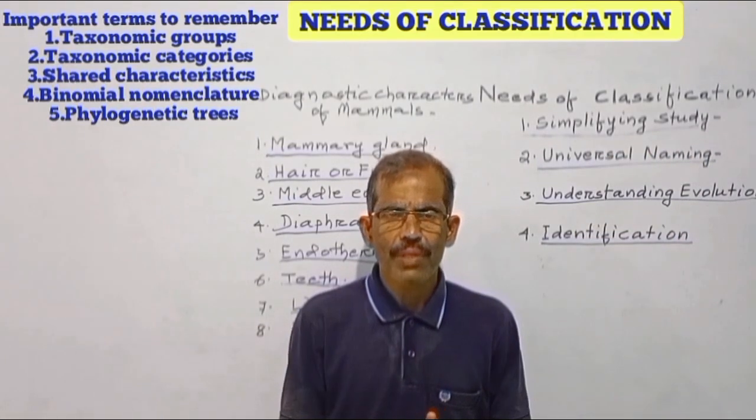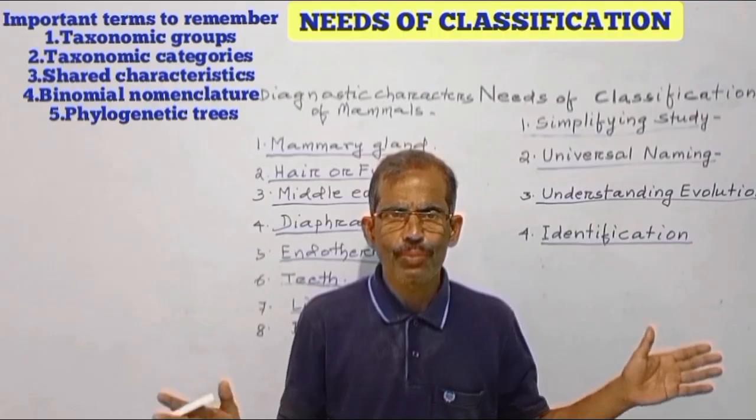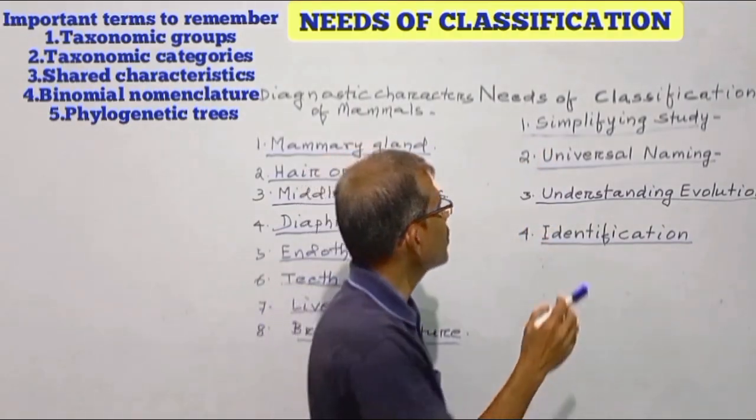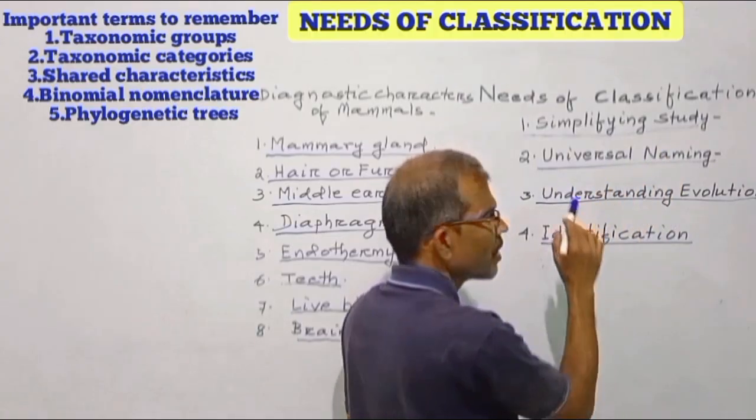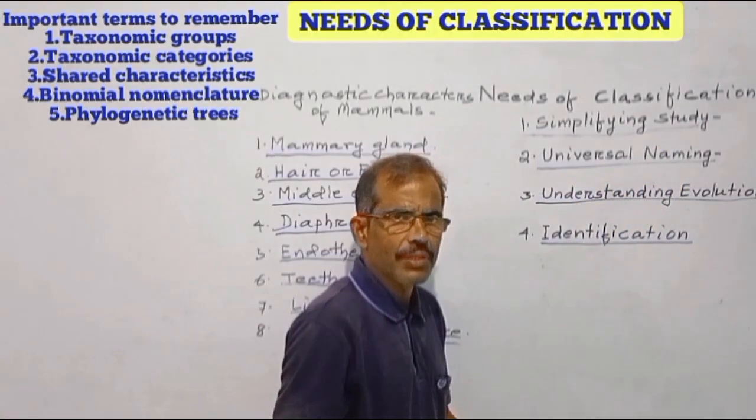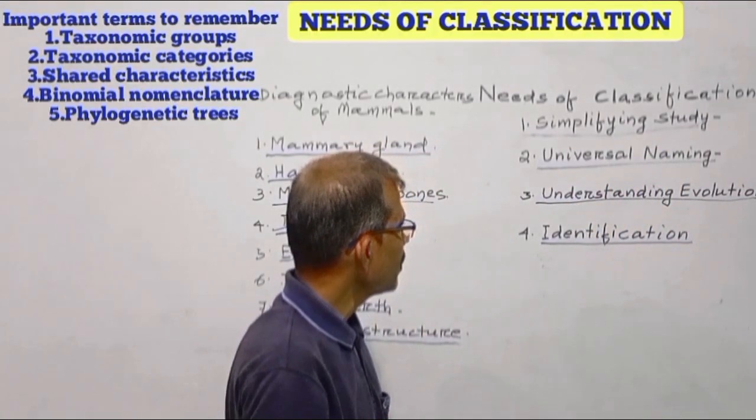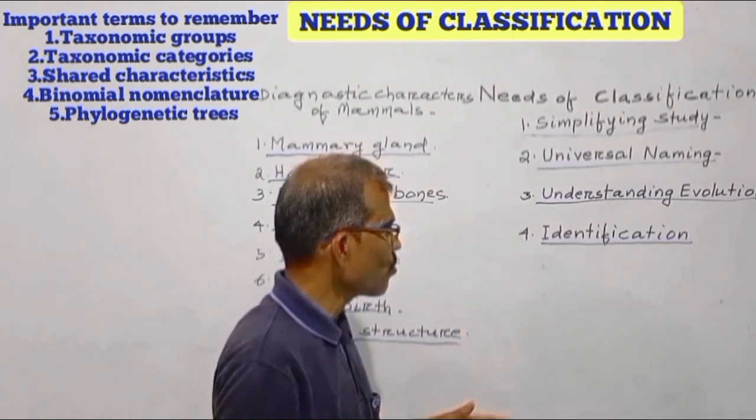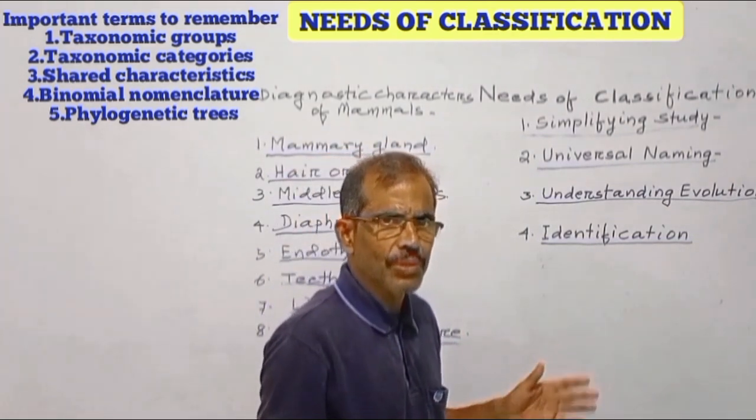Classification is one of the core aspects of taxonomy. These are the needs of classification. First one is simplifying study. Second one is universal naming. Third one is understanding evolutionary history. And last one is identification.